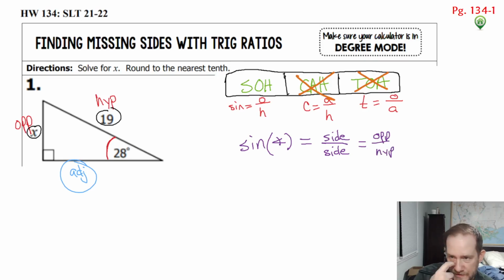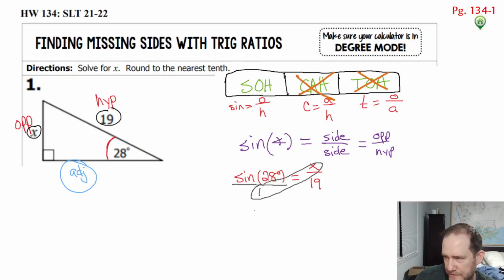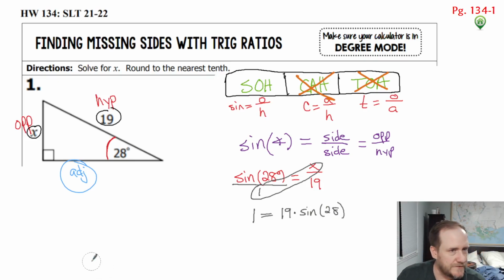So the equation we should write to solve for x is the sine of our 28-degree angle equals x over 19. Now that the equation's written, I like to put this over 1 and then cross multiply. So 1 times x gives us 1x over here on the left-hand side, then we get 19 times the sine of 28. And that's kind of it. From there we can just solve.